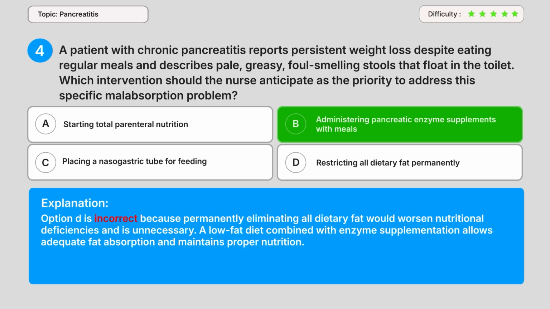Option D is incorrect because permanently eliminating all dietary fat would worsen nutritional deficiencies and is unnecessary. A low-fat diet combined with enzyme supplementation allows adequate fat absorption and maintains proper nutrition.